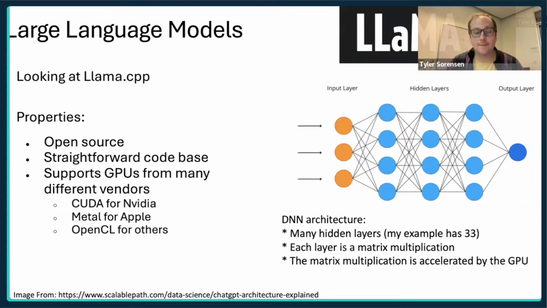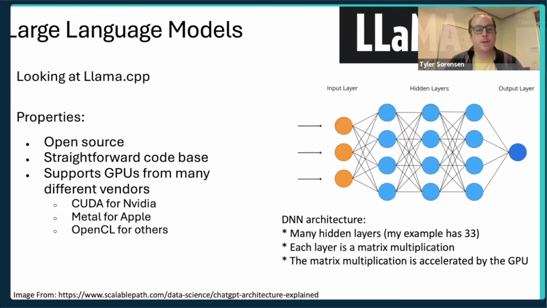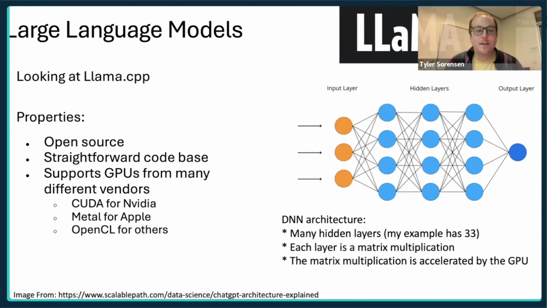Of course, it has CUDA for NVIDIA, but it also has Metal for Apple, and it has OpenCL that can target a lot of others. So, because of this, and because our testing aimed to be cross-platform, we thought this was a good code base to look at.